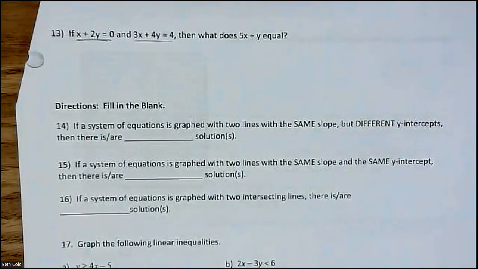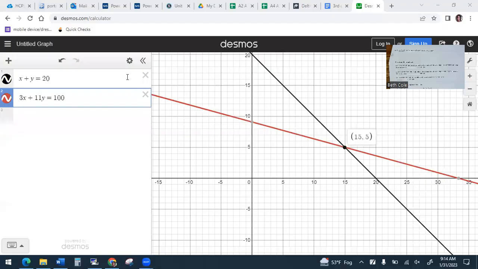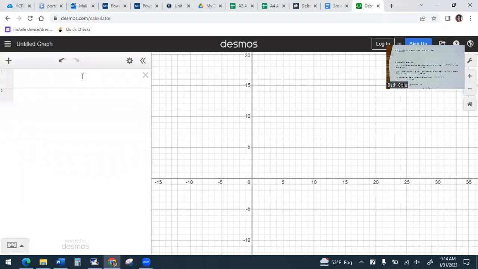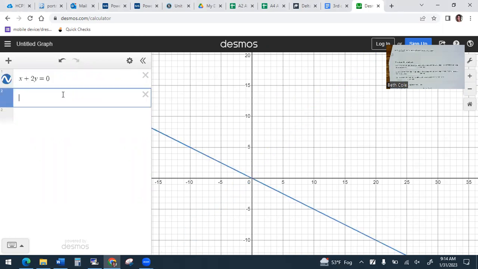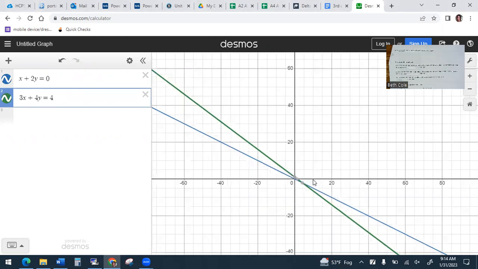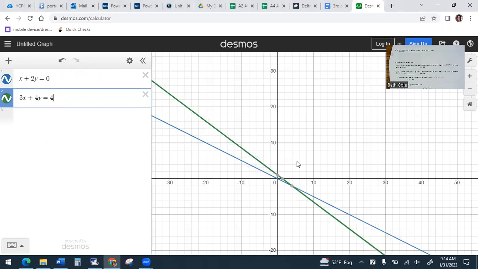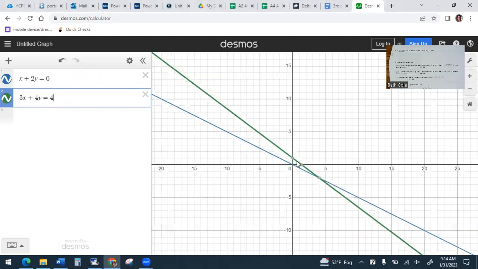Hey, guys, literally just watch. I know you don't have your computer in front of you because I'm teaching, but I'm just going to type them in. What goes in the first one? Can you read it to me? Yeah, x plus 2y equals 0. And then literally just reading it off the paper. 3x plus 4y equals 4. It's almost brain optional, right? Oh, whoops, let me zoom back in. There we go.